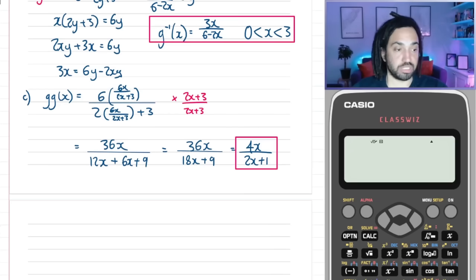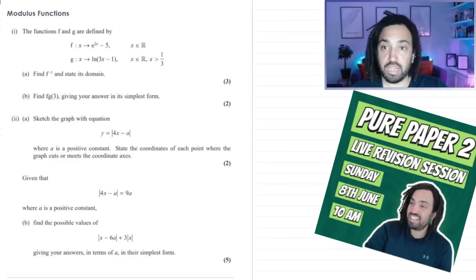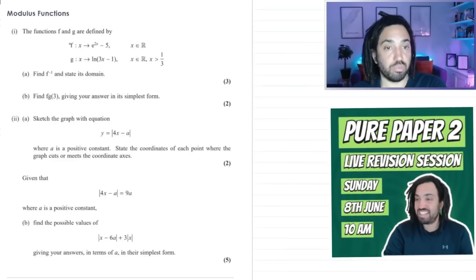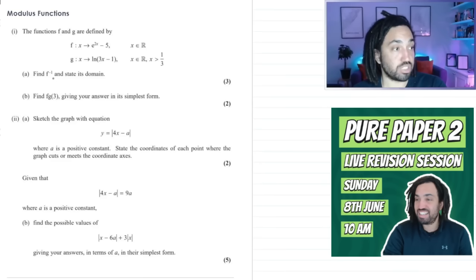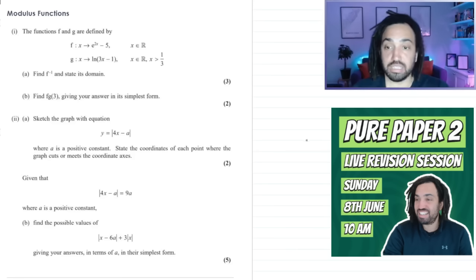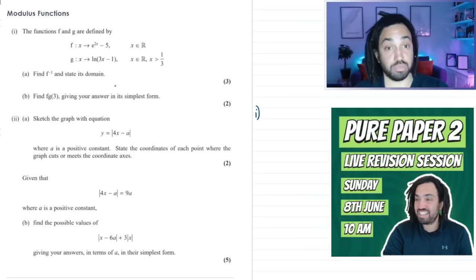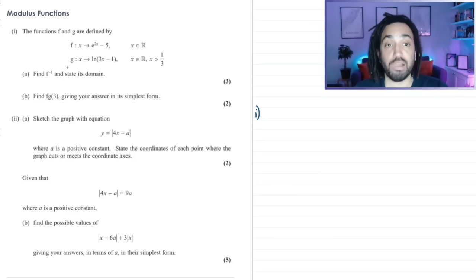Love a functions question. Okay, modulus functions. So we have f and we have g. It says find the inverse function of f and state its domain. So a little bit more functions squeezed in here, which is good because functions is such an important topic and I suspect it's going to come up. Find the inverse and state its domain.